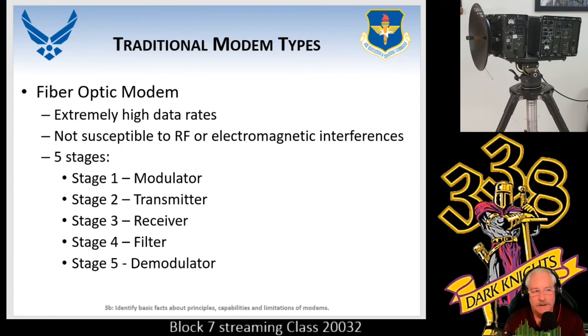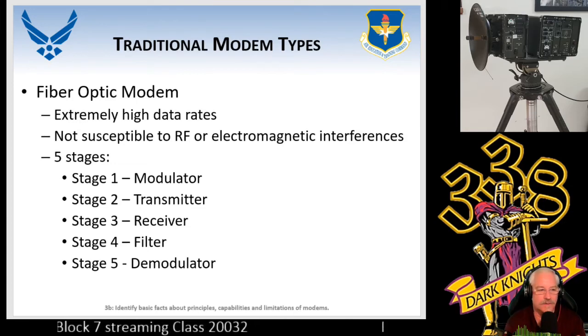The fiber optic modems work in 5 stages. Stage 1 is the modulator, stage 2 is a transmitter, stage 3 is a receiver, stage 4 is a filter, and stage 5 is a demodulator. These are the steps it works in. Don't get them confused.